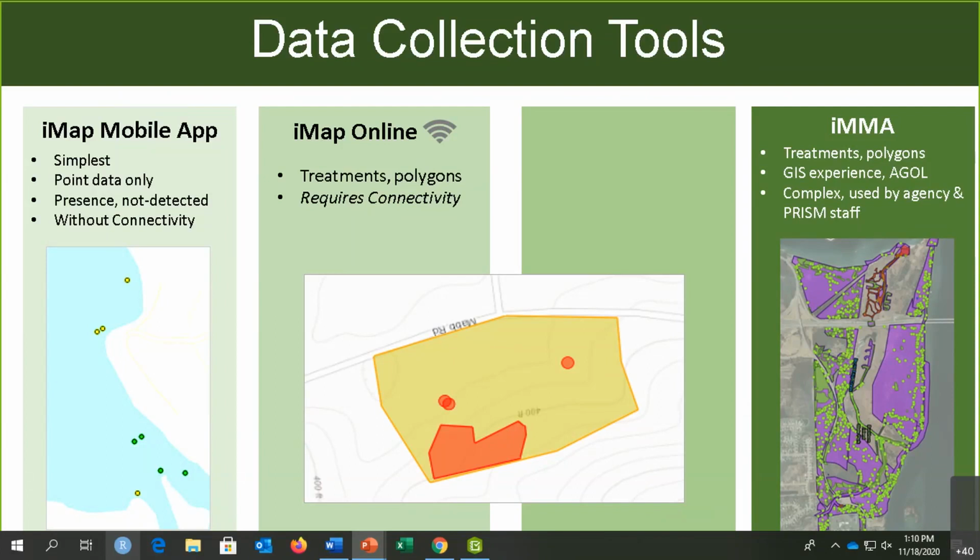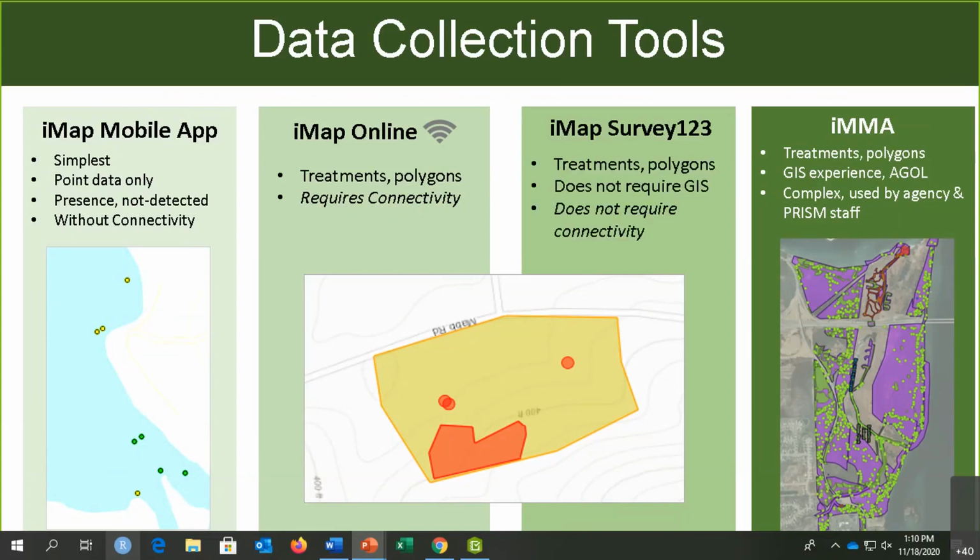But with these 3 apps, there's a gap that we found where some people need to record these more complex data types, so treatments, polygons, but they don't have access to an organizational ArcGIS online account. So NatureServe developed the iMap Survey123 form. This allows you to record polygons. You can record presences as polygons, points, and lines, and you can also record treatments. And you do not need to have GIS experience or an ArcGIS online account, and you do not need connectivity.